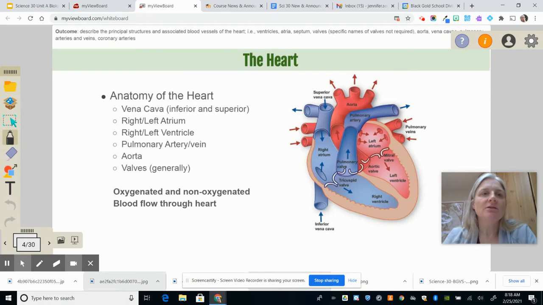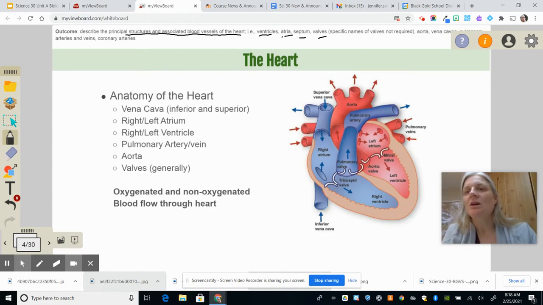All right, the next outcome is to describe the principal structures and associated blood vessels in the heart. So the outcome is very specific and it lists the parts of the heart that you do need to know. So the ventricle, the atria, the septum, the valves, you do not need to know the specific names for them. Aorta, vena cava, and that says pulmonary arteries and veins, and then the coronary arteries.